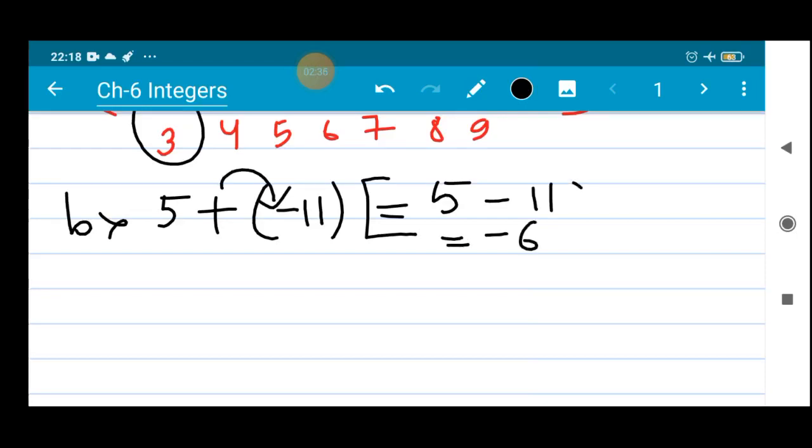Why minus 6? Because here, in between two numbers, that is between 11 and 5, which one is greater? 11 is greater. So 11 is carrying what sign? Minus sign. That's why minus 6.